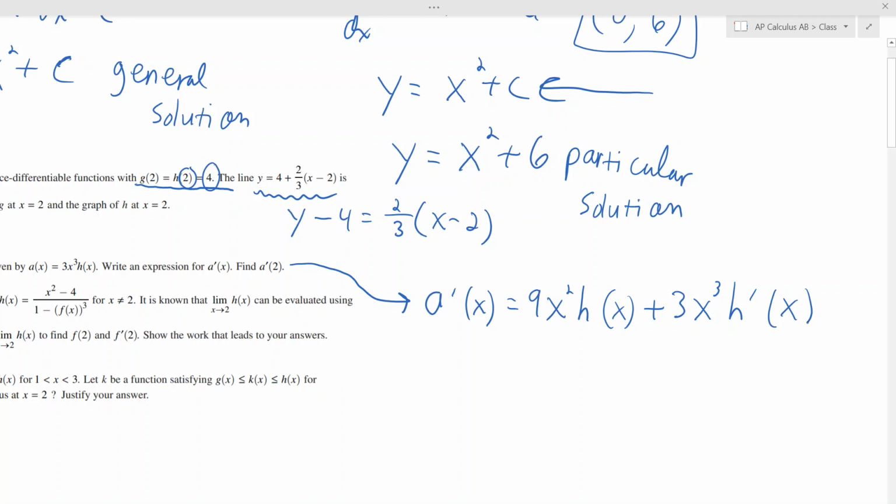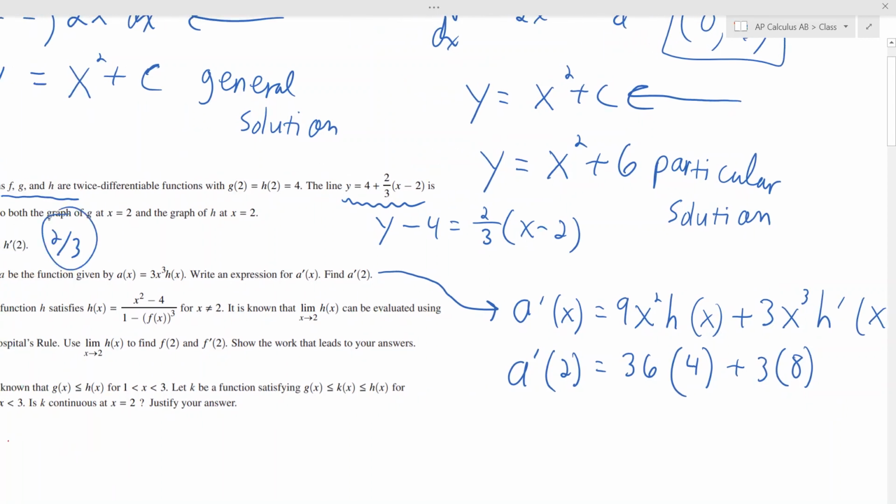And then to find a prime of 2, just plug that junk in. When you put a 2 into there, you get 4 times 9, that's 36. Right? That seems right, yeah. Times h of 2. Well, they told us h of 2 was 4. Boom. Plus, right? They told us that right up here. Plus 3 times 2 cubed is an 8 times h prime of 2, which they made us find up here.